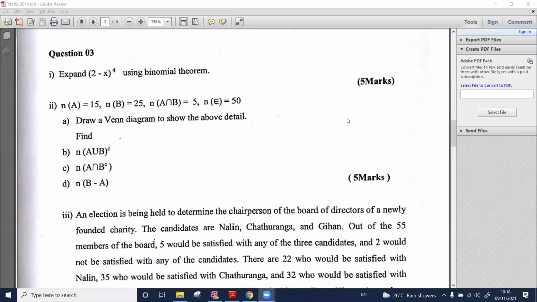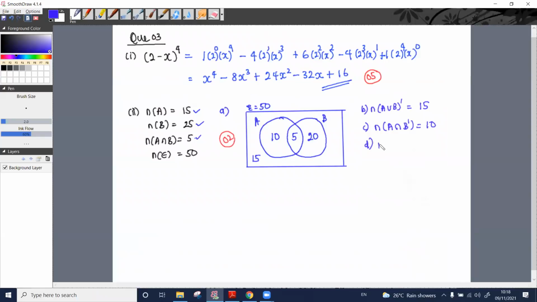In B minus A. B minus A. You know this. B minus A.